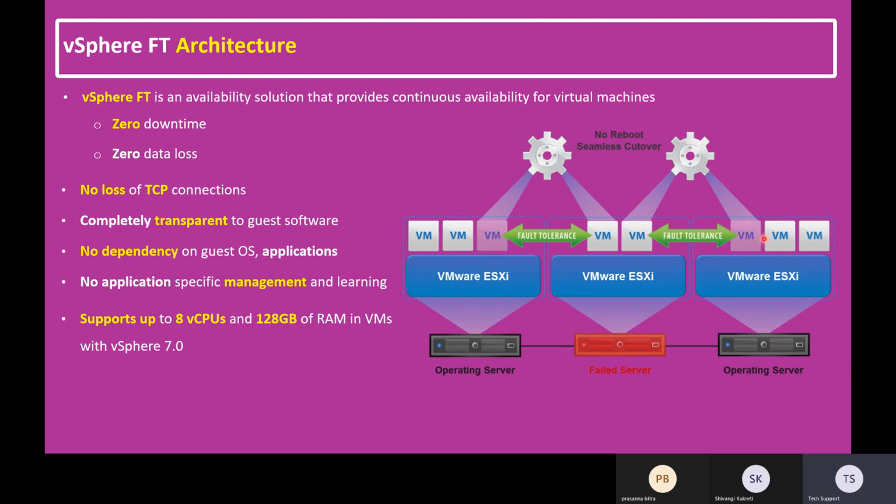So while we are copying the secondary copy, our primary VM is still up and running normally. That means no reboot, a seamless cutover. This is the point we highlighted here: no loss of TCP connection, zero downtime, and zero data loss. But how FT actually works, we'll discuss in the following slide.